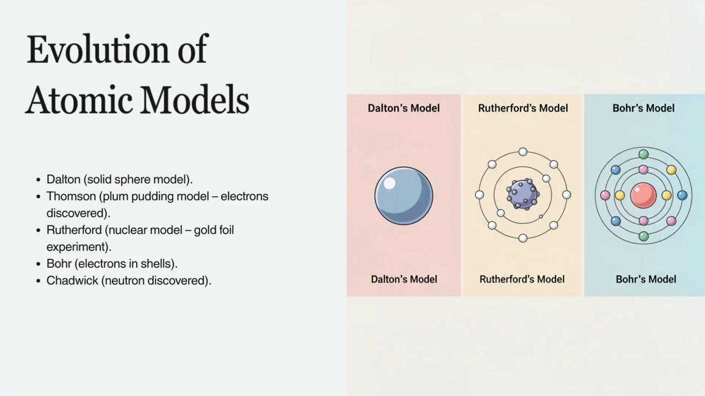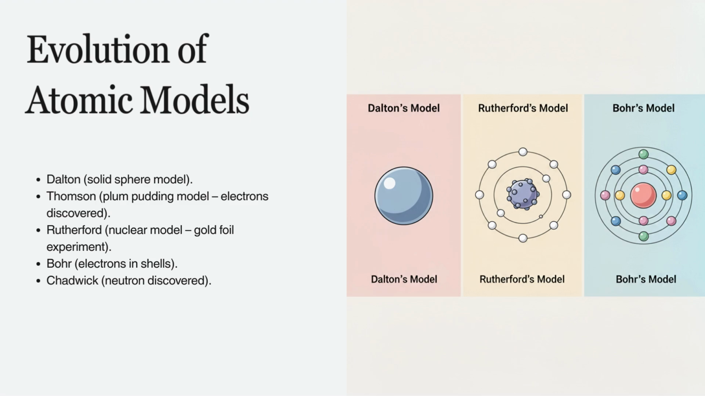It's a positive sphere with negative electrons embedded inside it. However, Rutherford came up with a gold foil experiment that changed everything. Most alpha particles passed straight through the foil, but some were deflected at large angles. So this showed that most of the atom was empty space and was not a sphere. It was a small, dense, positively charged nucleus in the middle.